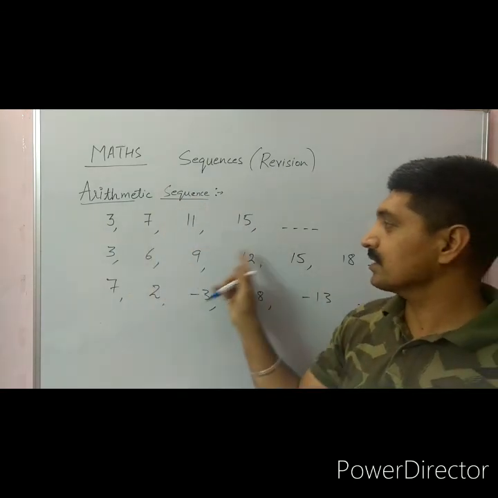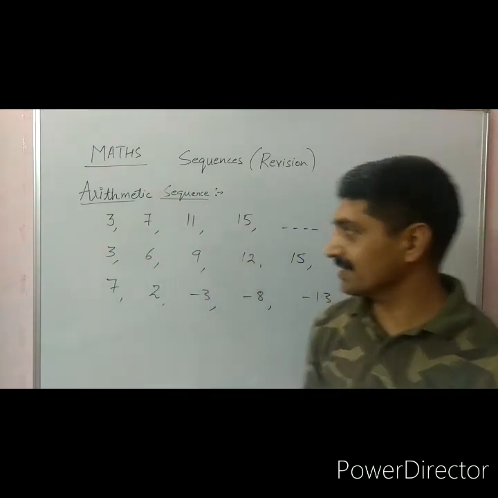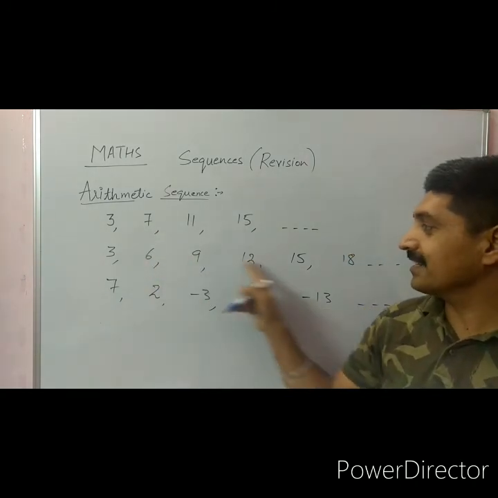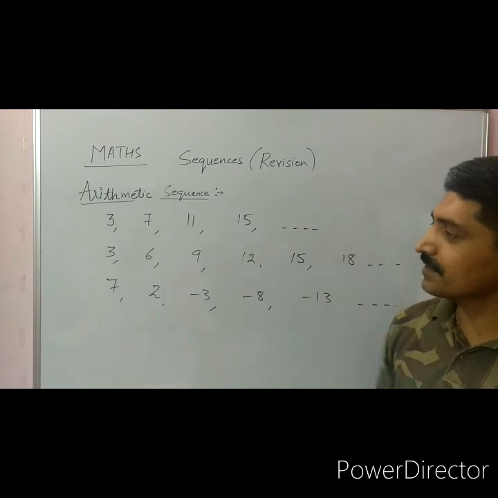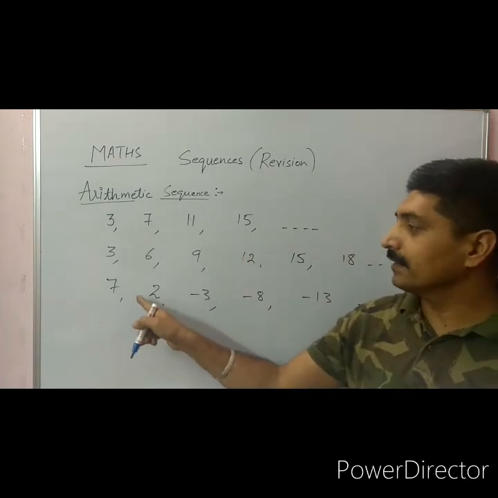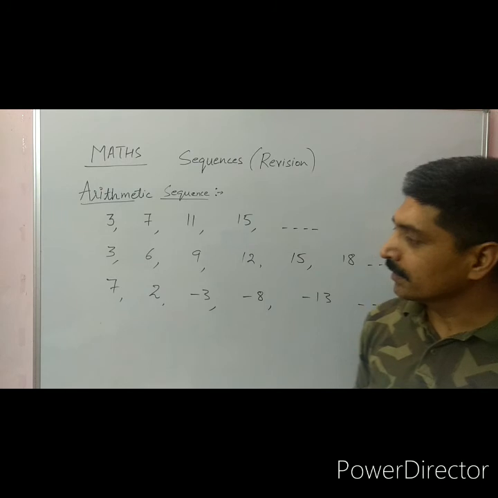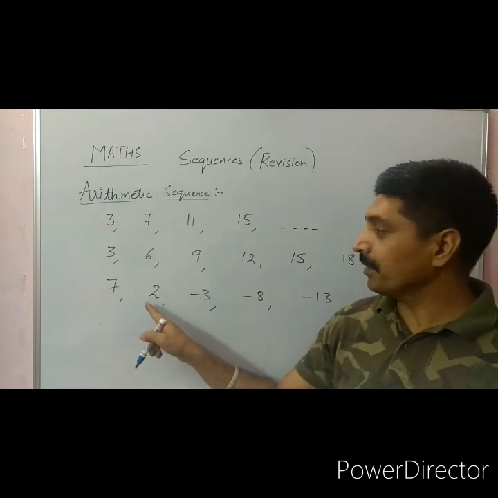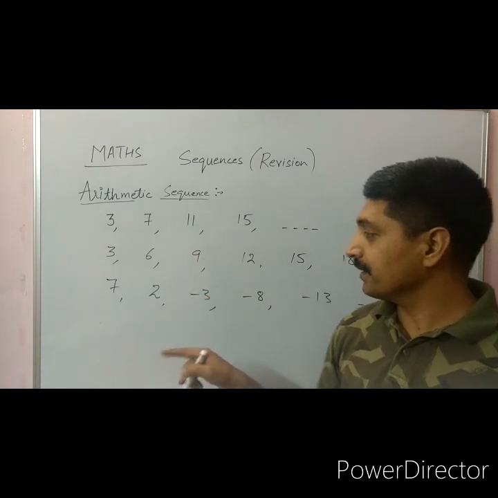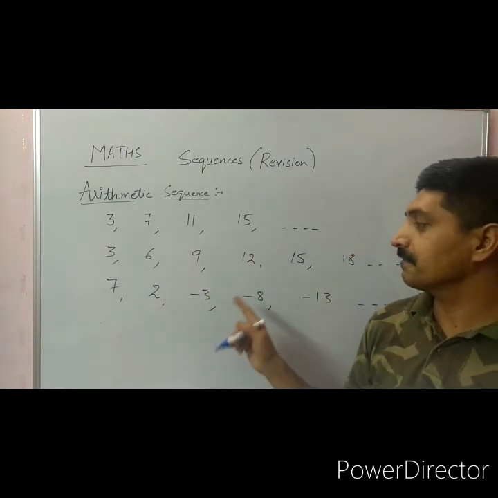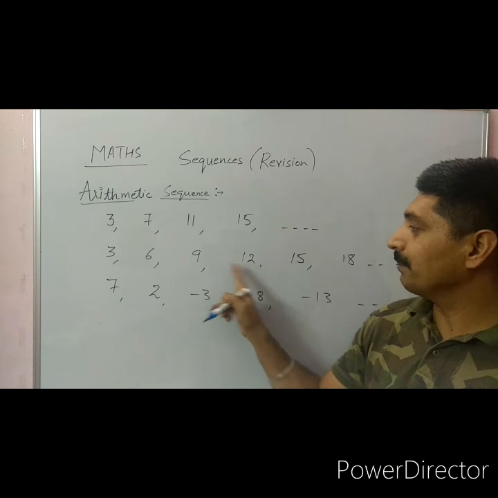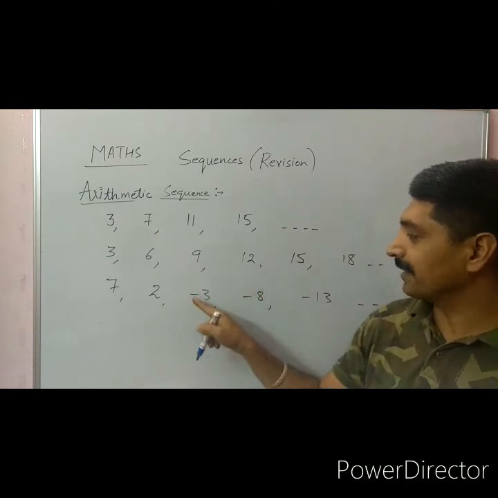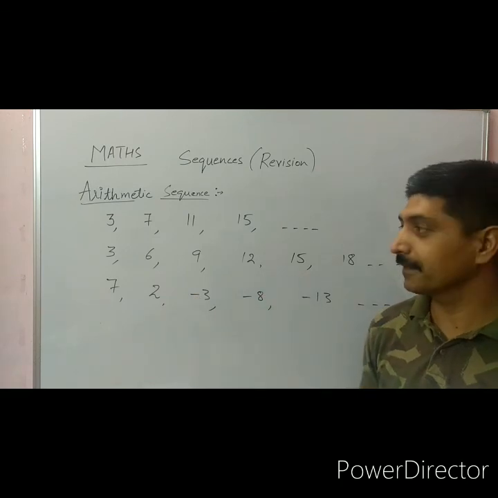So let's discuss why these are arithmetic sequences. Because in each sequence the common difference is the same. Here the common difference is 4, in the second sequence the common difference is 3, and in the third one the common difference is minus 5. The common difference is the difference of two successive terms: 12 minus 9 is 3, minus 8 minus minus 3 is minus 5.